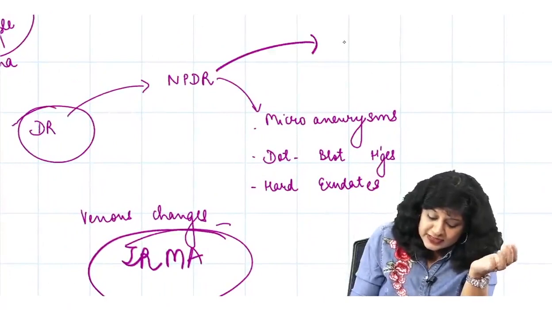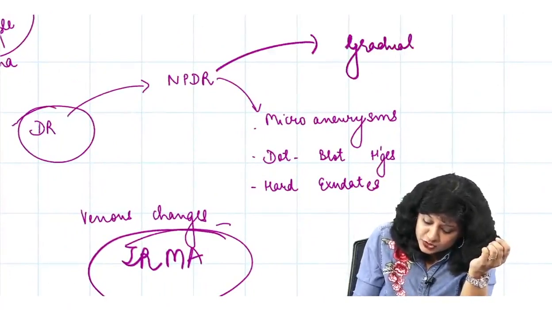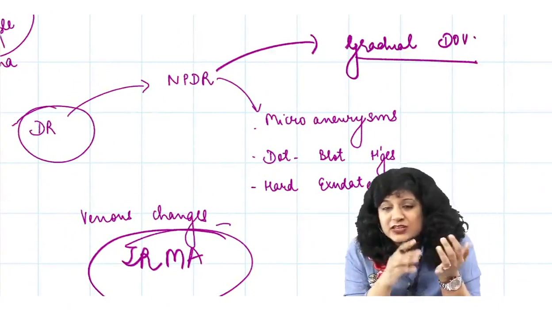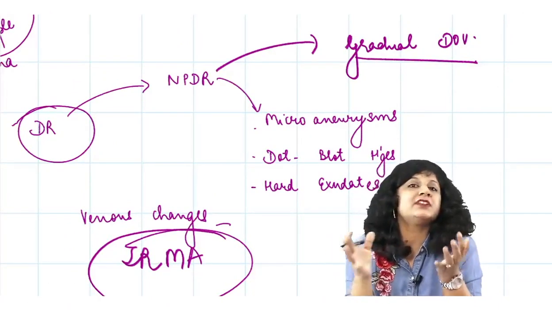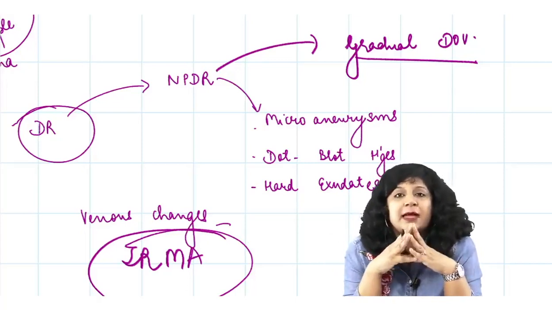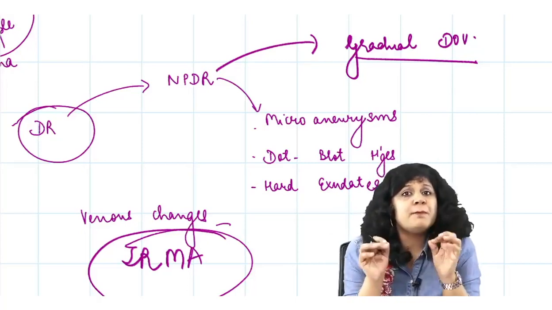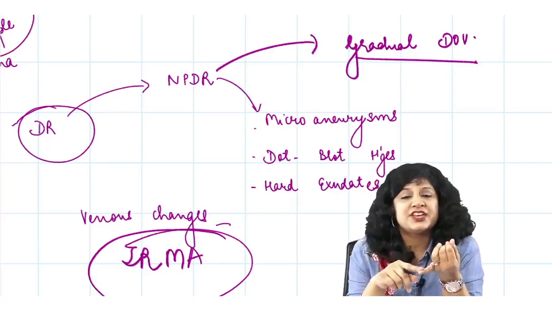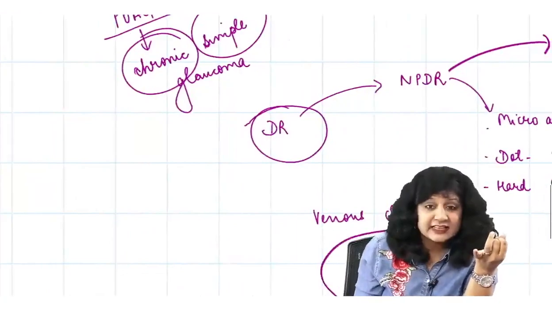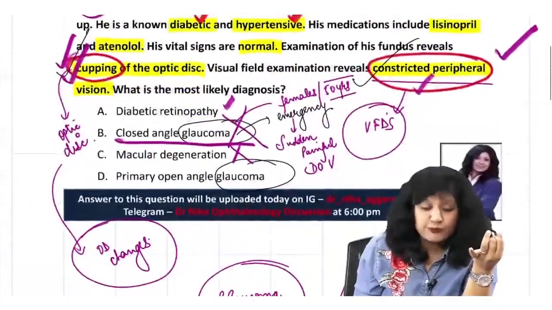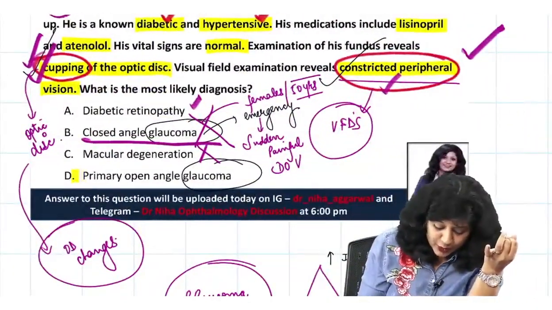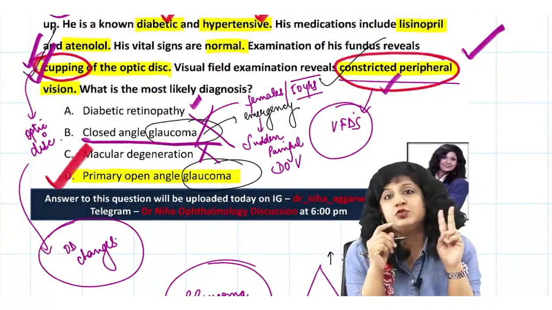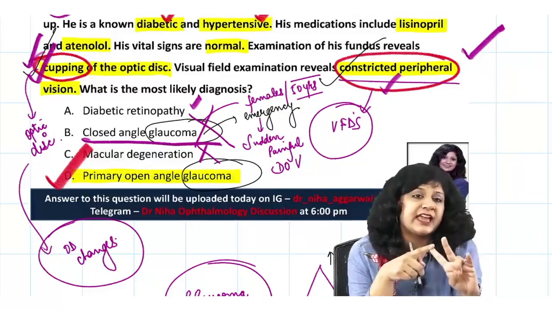Moreover, this will lead to gradual diminution of vision also, but this patient is not presenting with any of these things. So it's very unlikely that the examiner is trying to ask me about diabetic retinopathy. Now, the two important clues that they have already given you are the optic disc changes and the visual field defects, and that is actually required for the diagnosis of your primary open angle glaucoma, along with your two important risk factors, diabetes and hypertension.